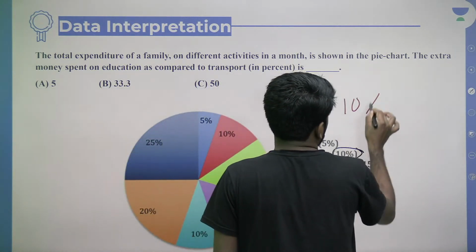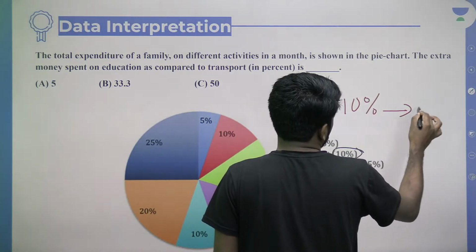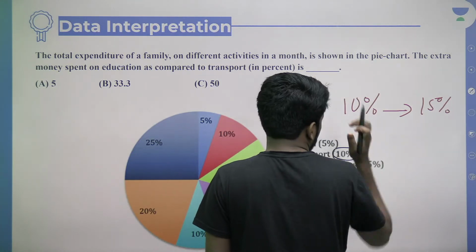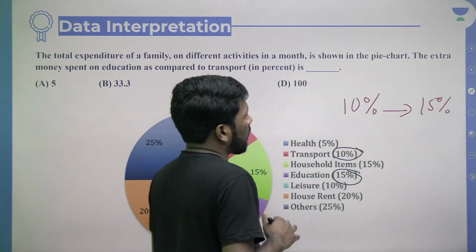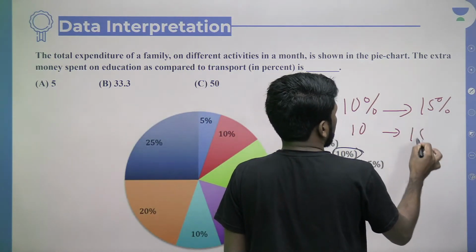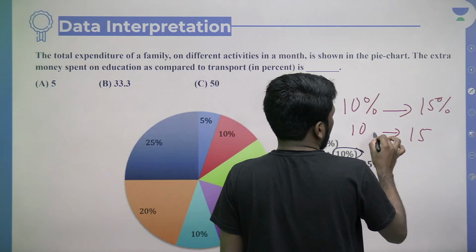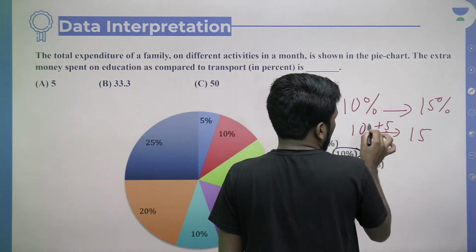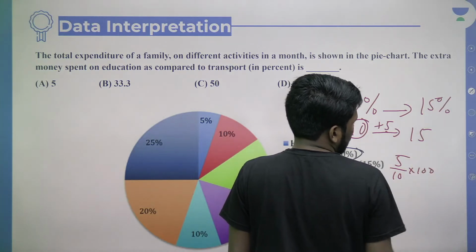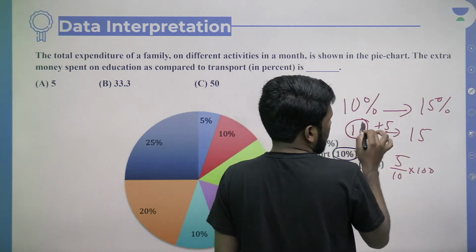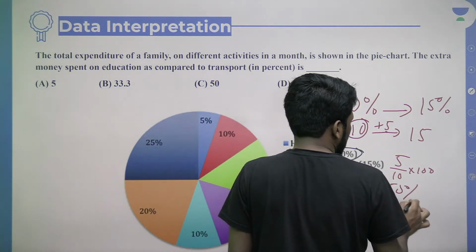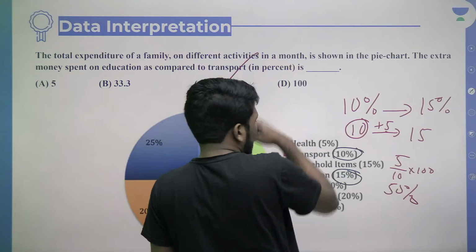Transport is 10%. 10% is becoming 15%. For example, if the total value is 100, then 10% means 10, 15% means 15. So 10 becoming 15, the increase is 5 compared to 10. So 5 out of 10 into 100 is the percentage we need. Final value minus initial value by initial value into 100. That way also you can express it. So 50% will be the answer.